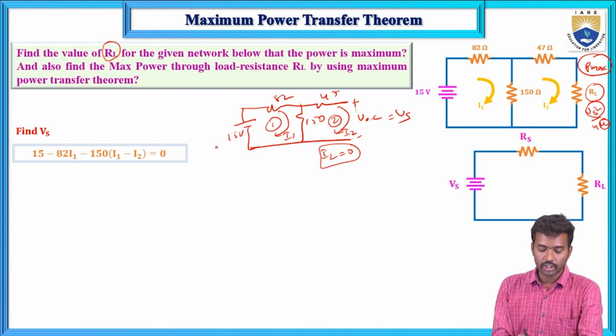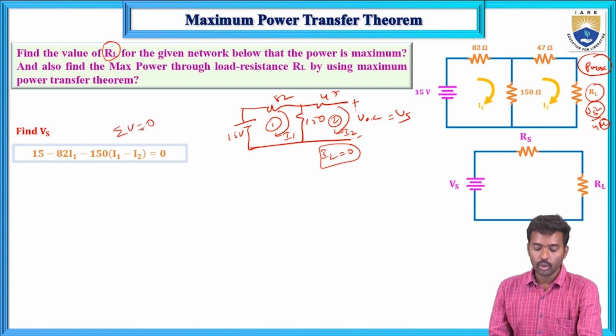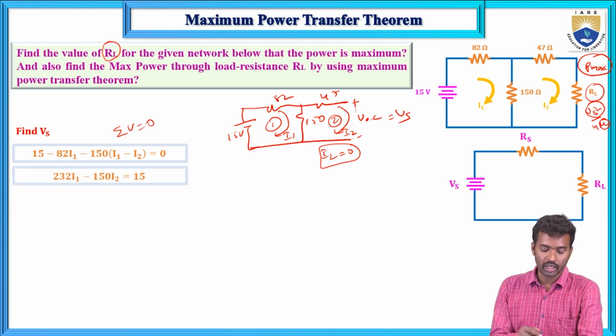Now if you apply KVL in mesh 1: 15 minus 82 I1 minus 150 (I1 minus I2) equals 0. The algebraic sum of total voltages in a loop equals 0. Now if you simplify this, what will be the equation? (82 plus 150) I1 minus 150 I2 is equal to 15, that is 232 I1 minus 150 I2 equals 15. This is the first equation, equation number 1.